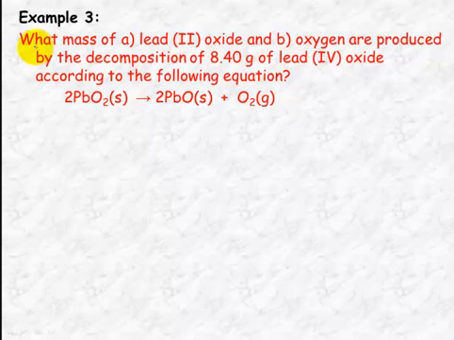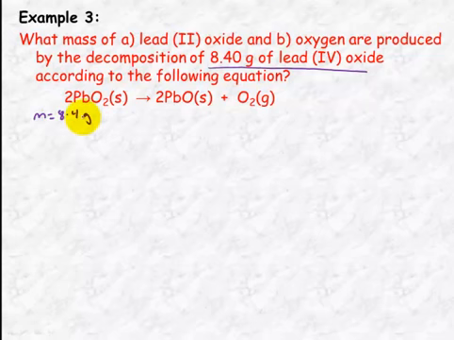So the question's asking what mass of lead oxide and what mass of oxygen are produced by the decomposition of 8.4 grams of lead oxide according to the following equation. So the equation's already been given here for you. So that's half the battle won already. We like questions like that. Okay, so what do we know? We know 8.4 grams of lead oxide. So write that down. m equals 8.4 grams of lead oxide.